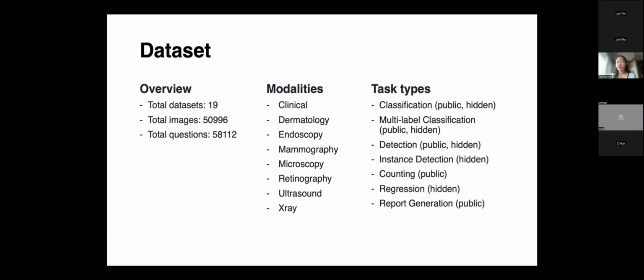If you have seen the dataset, you would have noticed that there are validation public and validation hidden datasets. Validation public includes answers. This is for you to test your own model, but validation hidden doesn't include answers. You need to predict the answer with your model. Validation public dataset doesn't include instance detection and regression tasks, and validation hidden dataset doesn't include counting and report generation. Each task type is evaluated with different metrics, which we'll cover next.